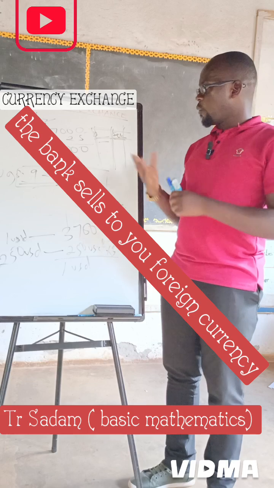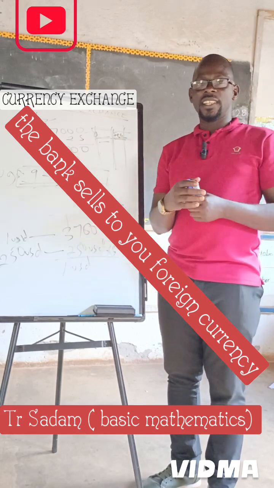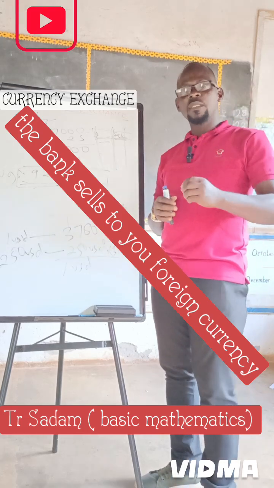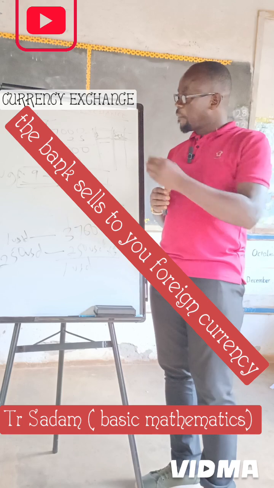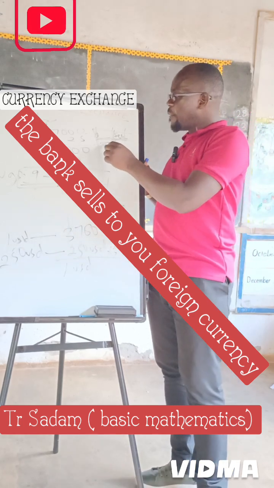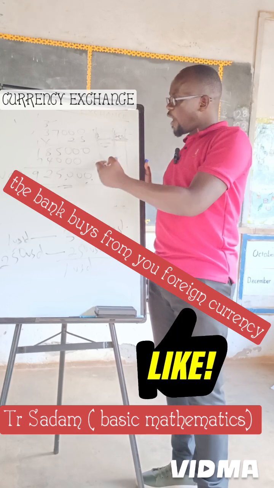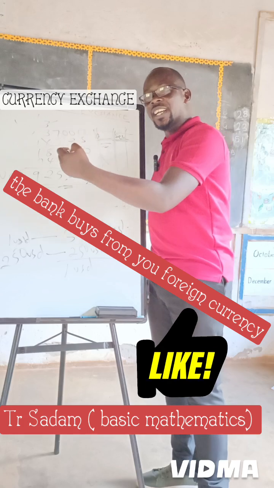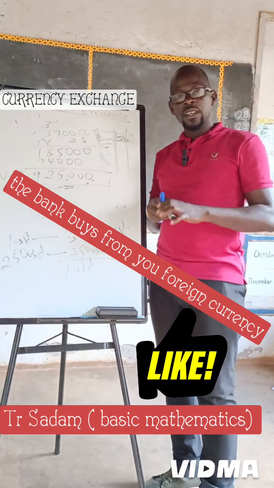Let's go to our neighbors here in Kenya. When you have the Kenyan currency and you also want to get this Ugandan currency, that means you have to go and exchange. Still, the procedure is the same. Since you have the Kenyan currency, the bank will buy it from you and give you Ugandan currency. But when you have the Ugandan currency, the bank will sell to you the foreign currency, which we are calling the Kenyan shillings, and everything will be fine.